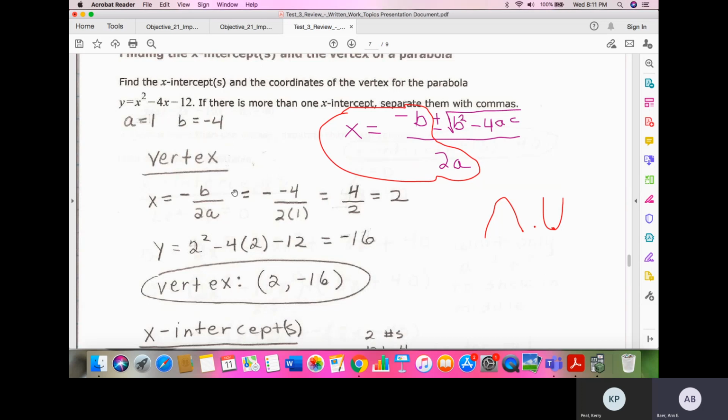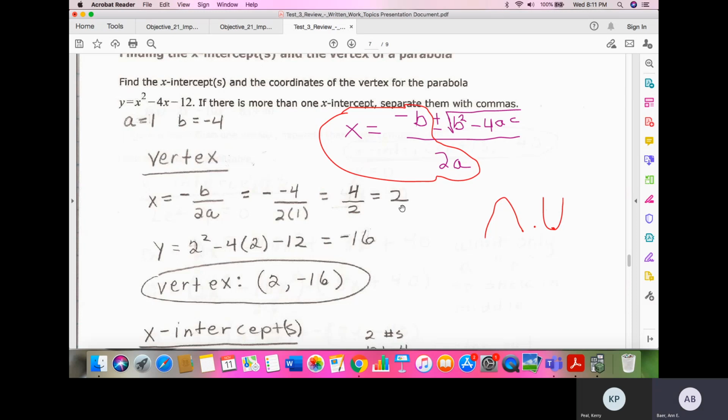So that means that we have, this is equal to negative, our b is negative 4, over 2a, a is 1. Negative of a negative is a positive, 4 in the numerator. 2 times 1, which is 2 in the denominator. 4 divided by 2 is 2. So the x-coordinate of our vertex is 2.